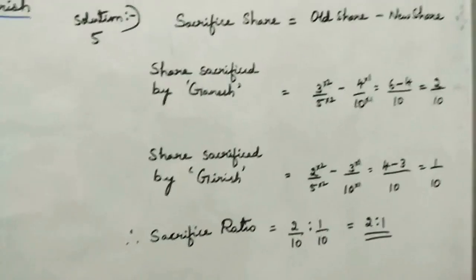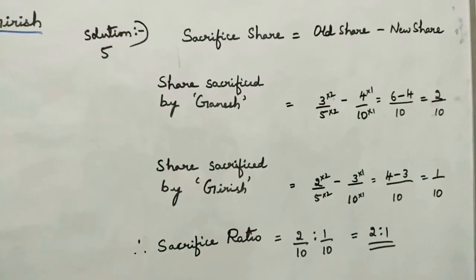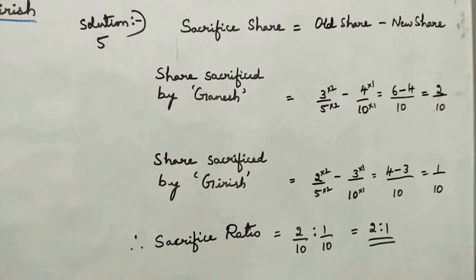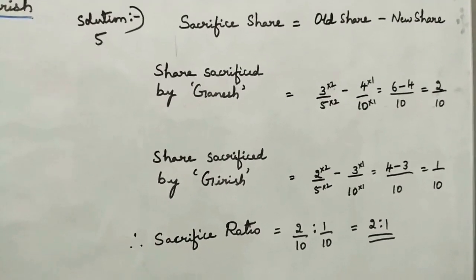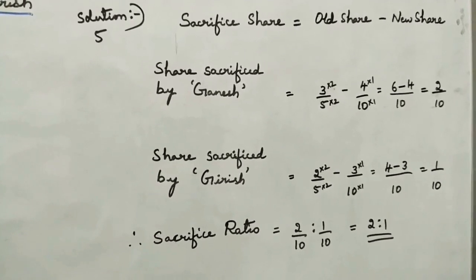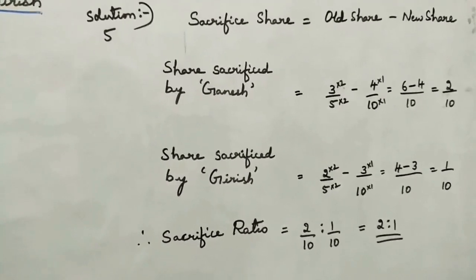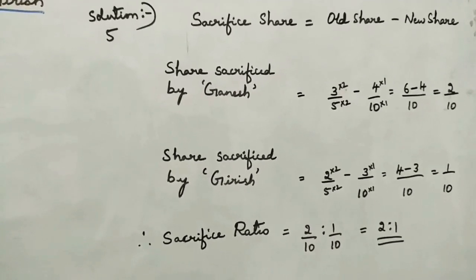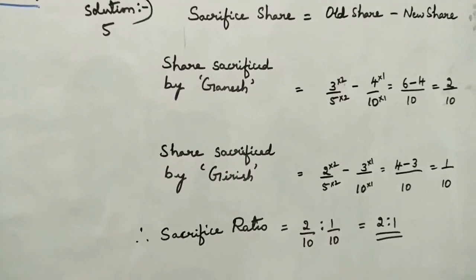Just observe the complete calculation. See, the sacrifice ratio is always only for the old partners, what they have sacrificed, so let us not consider why this is not taken in case of a new partner. Clear?